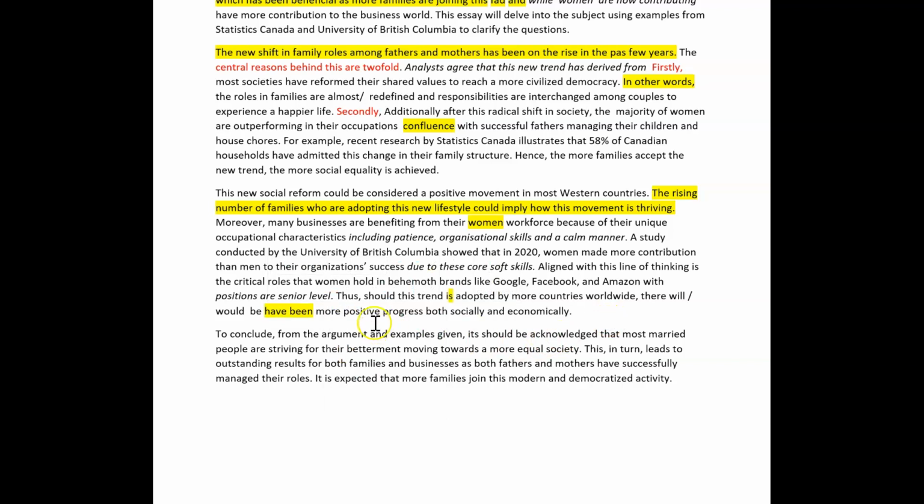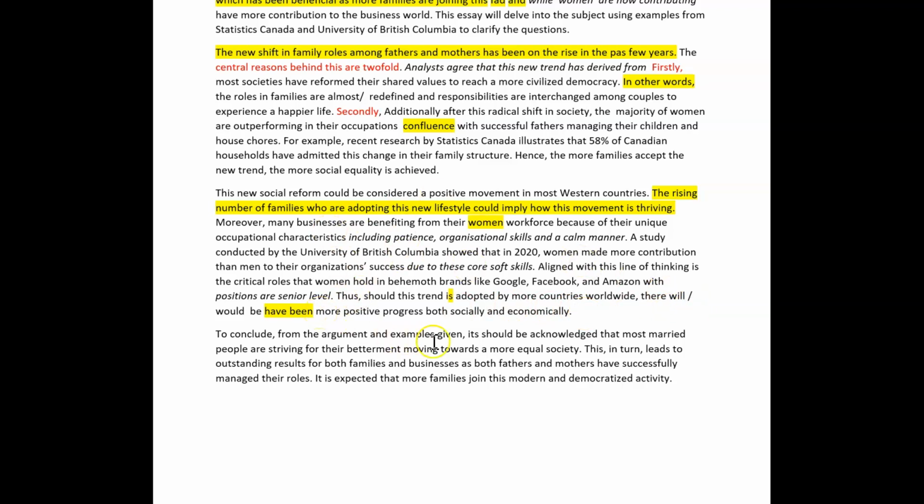So if you want to have this, had been, should this trend have been, had this trend been adopted by more countries, there would have been. You can't have the modal verb, the should and the would, in both halves. So had this trend been adopted by more countries, there would have been more progress is your third conditional. Doesn't work here. You're okay on the second conditional.